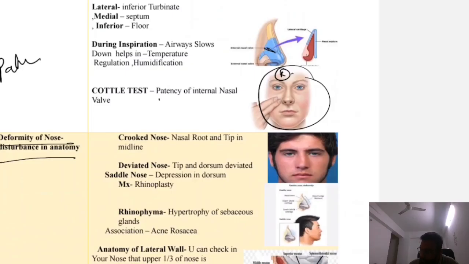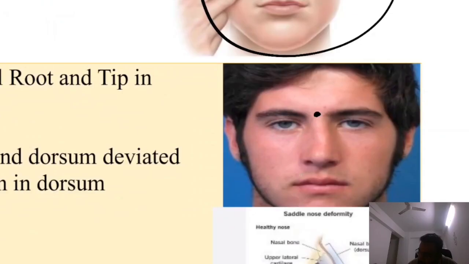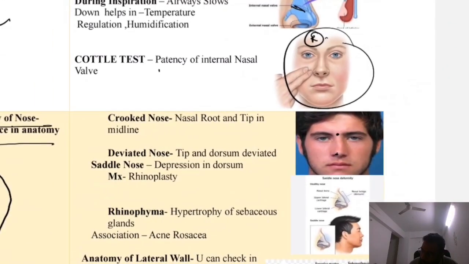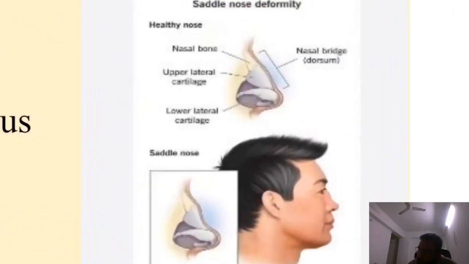Now deformity of the nose, obviously this is a disturbance in anatomy. You can see this is a crooked nose. In a crooked nose, the nasal root and tip are in the midline. Then deviated nose: the tip and dorsum are deviated to one side. Then saddle nose, which is a depression in the dorsum. You can see this depression in the dorsum, so that is saddle nose.